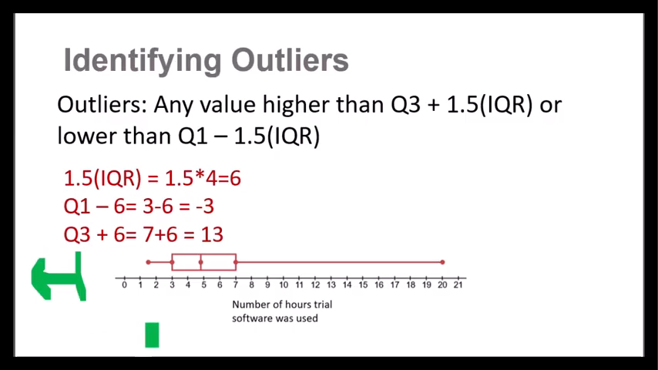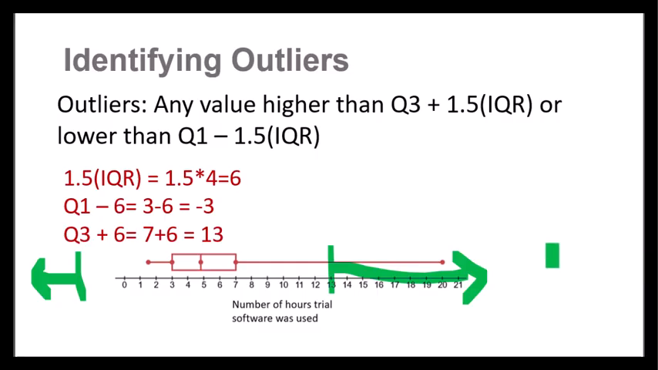Now, you can't really have a value less than -3 in this context. This data set has no lower outliers. But on the upper end, if I take quartile 3, which was at 7, and add that 6, the 1.5 times the IQR, 7 plus 6 is 13. That takes me to right here on my number line. And any values above 13 would be considered outliers.